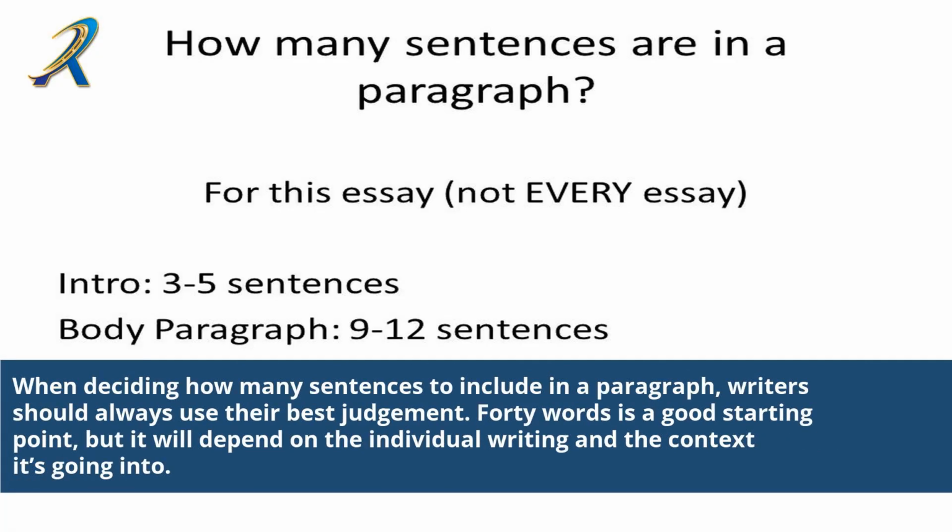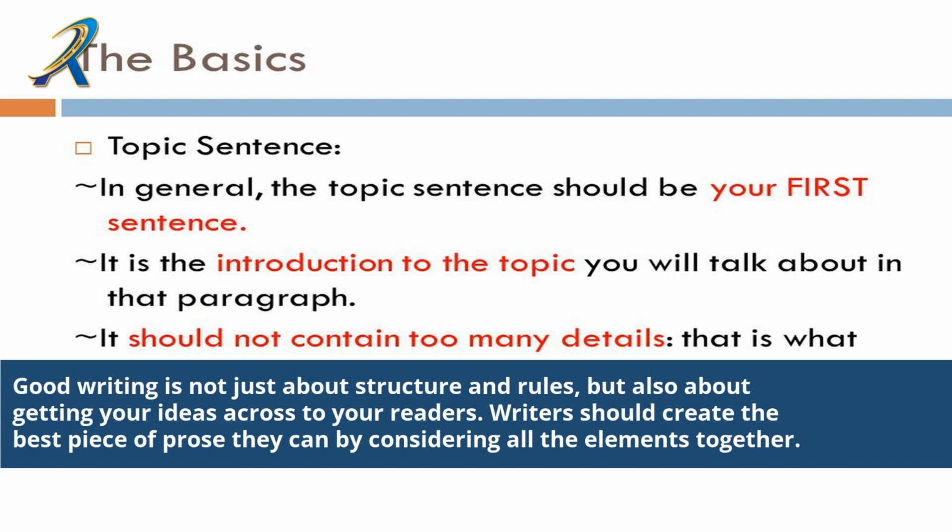When deciding how many sentences to include in a paragraph, writers should always use their best judgment. 40 words is a good starting point, but it will depend on the individual writing and the context it's going into. Good writing is not just about structure and rules, but also about getting your ideas across to your readers. Writers should create the best piece of prose they can by considering all the elements together.